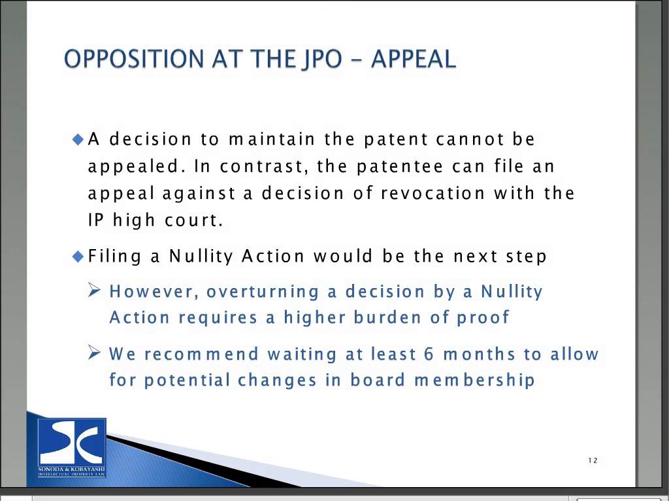So, Sonoda-san, let's say the opposition is rejected. Can we appeal the decision to maintain the patent? So what's the situation at the JPO? Yes. What you can do depends on whether the patent is invalidated or maintained. If the decision is to maintain the patent, the opponent can do nothing. It is because the opponent can file a nullity action any time. Therefore, there is no direct way to appeal and challenge the decision already made for opposition.